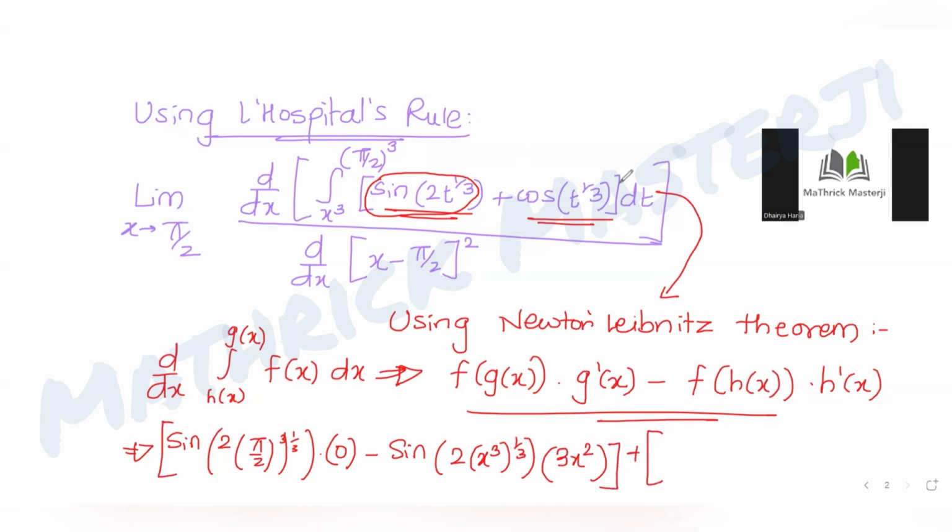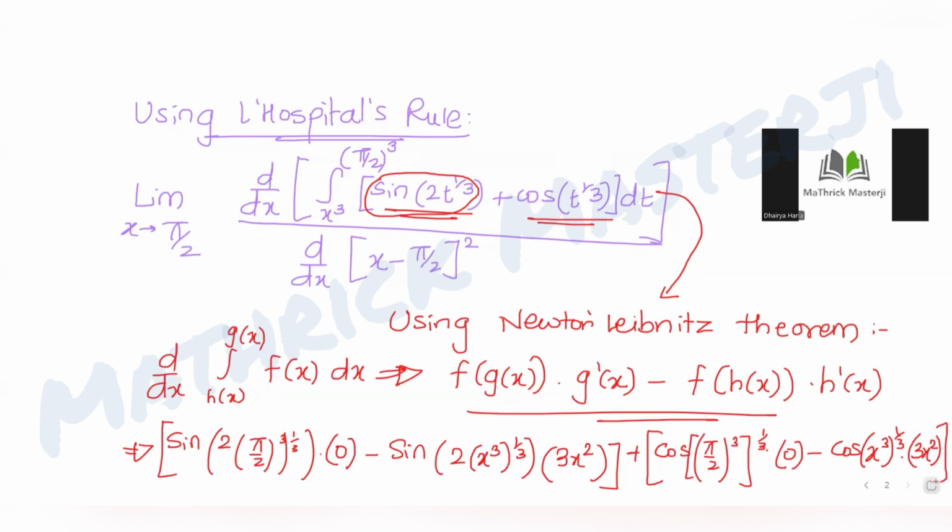If I do that same for the cos function, it gives you cos of t raised to 1 over 3, so it becomes (pi over 2)^3 raised to 1 over 3 into the derivative of (pi over 2)^3, which is basically 0, minus this: cos of x^3 raised to 1 over 3 into the derivative of x^3, which is again 3x squared. So you get this entire thing.